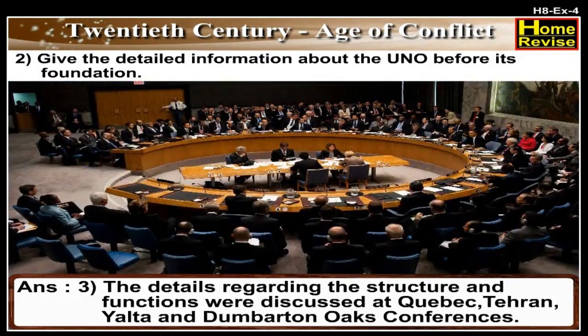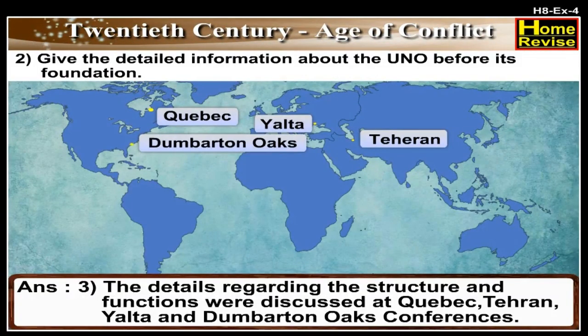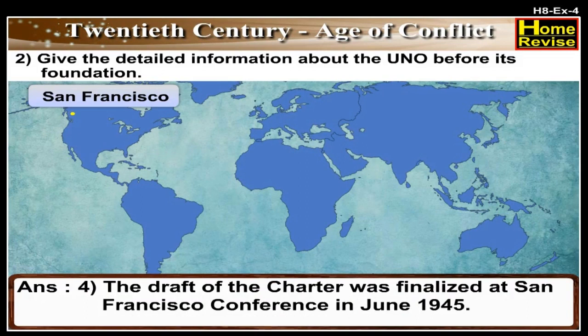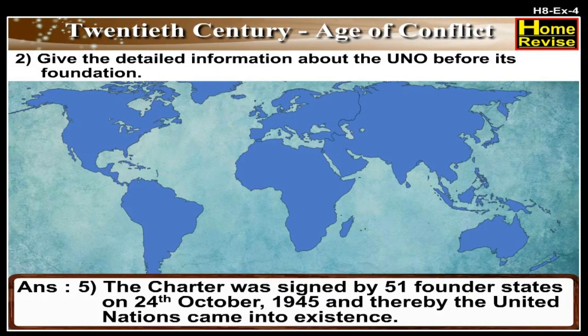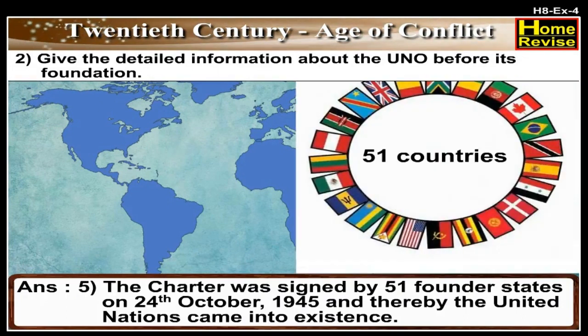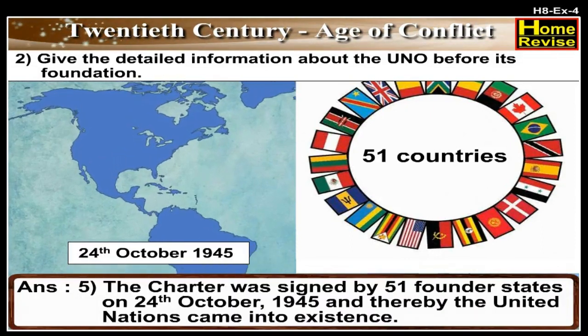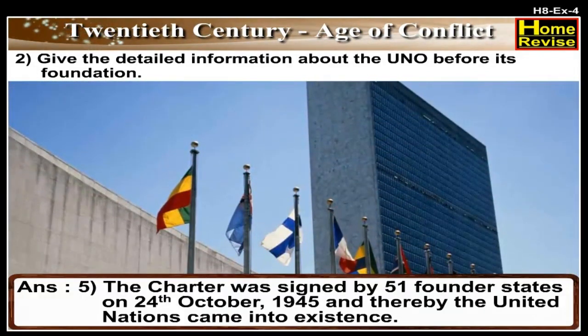3. The details regarding the structure and functions were discussed at Quebec, Tehran, Yalta, and Dumbarton Oaks conferences. 4. The draft of the charter was finalized at San Francisco Conference in June 1945. 5. The charter was signed by 51 founder states on 24th October 1945, and thereby the United Nations came into existence.